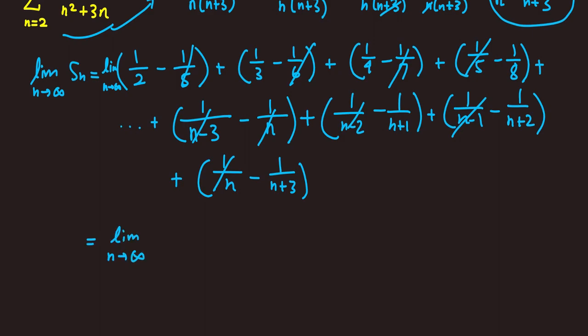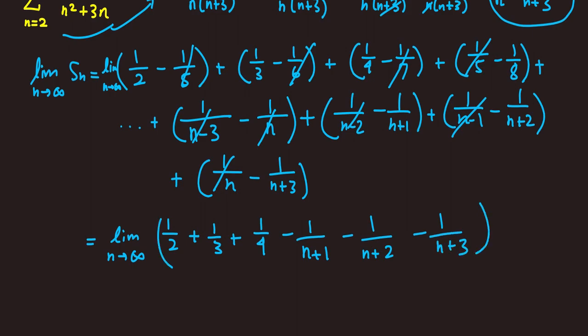So in this case we are left with 1 over 2 plus 1 over 3 plus 1 over 4 minus 1 over n plus 1 minus 1 over n plus 2 minus 1 over n plus 3, and then the last 3 terms are just 0, so our series is going to converge to the first 3 terms summed up.